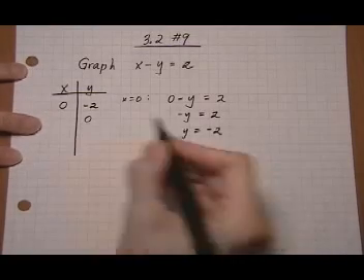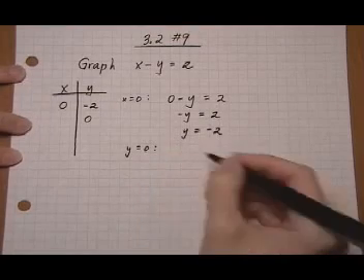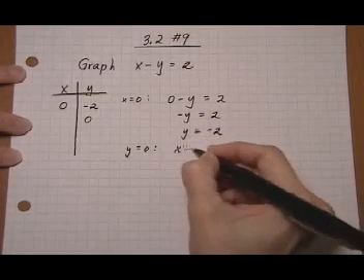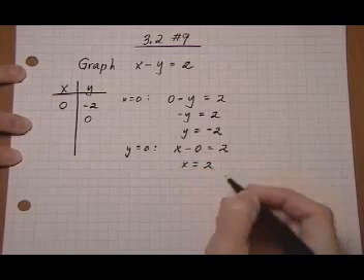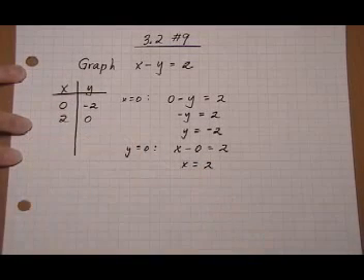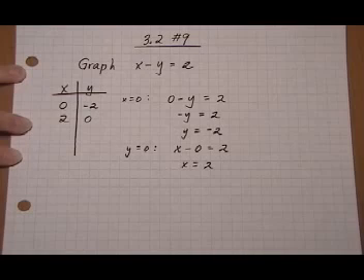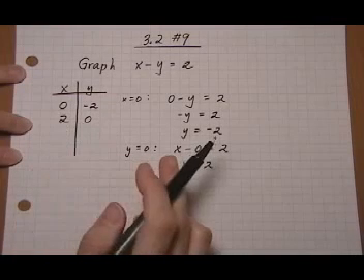Now we put in y is 0, and we're going to find the x that goes with that. If y is 0, the equation becomes x minus 0 equals 2, or x equals 2. When y is 0, x is 2. That's our second ordered pair. And we could stop and draw these two on a graph and put a straight line through them.